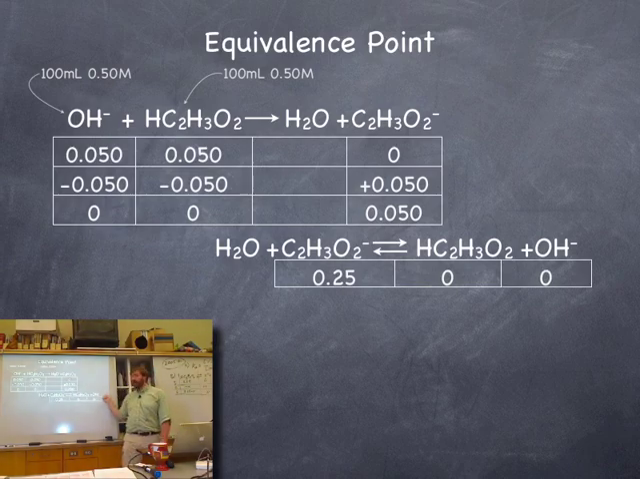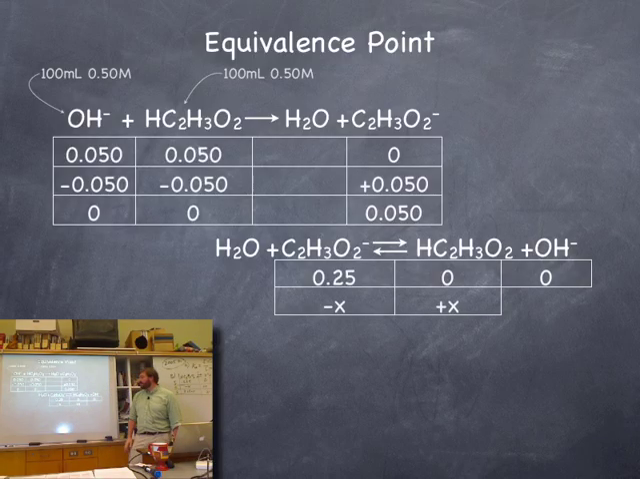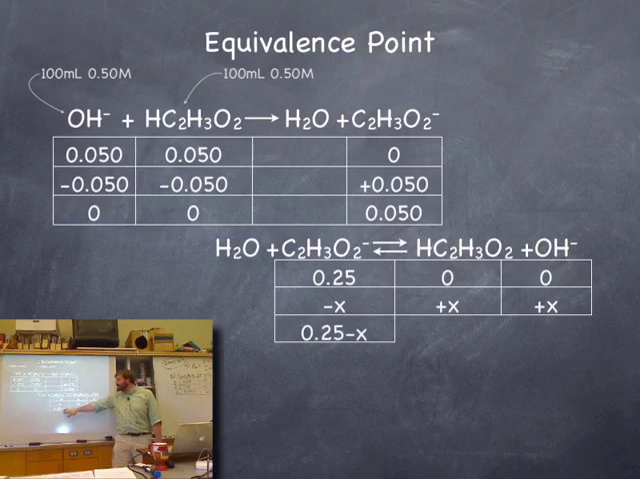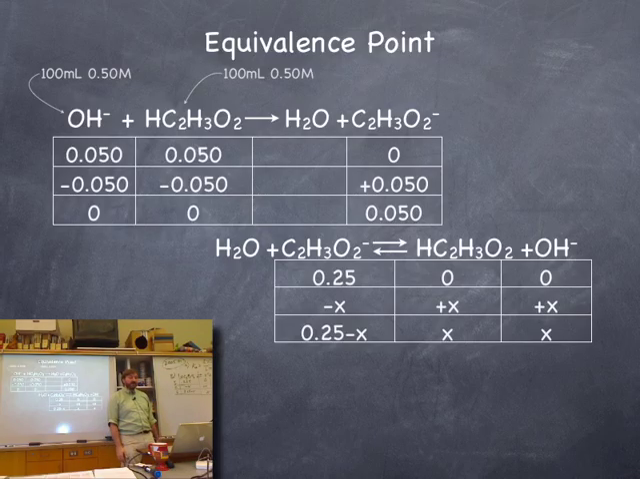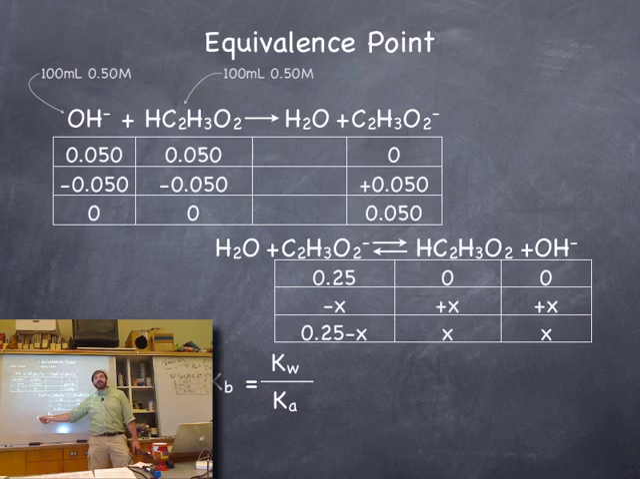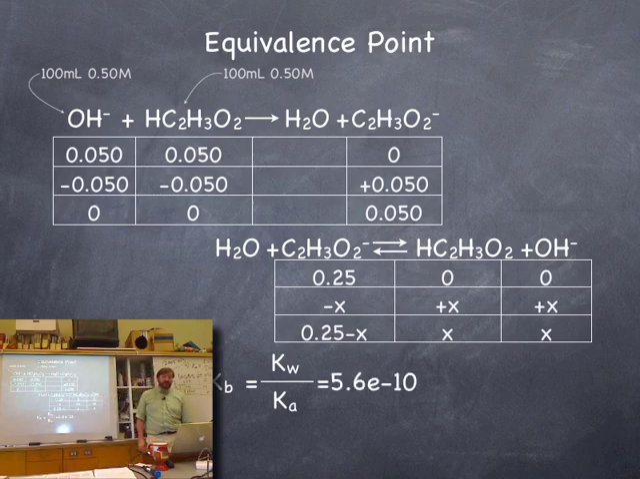I have to shift to the right, because I don't have any of these guys. So I'm going to use up acetate ions to make acid and hydroxide. I'm going to do 0.25 minus x. I'm going to have x and x. This is looking really familiar. Now the key though is I have to use Kb. I wrote a Kb equation. I have to use the Kb value. Ka times Kb equals Kw. So Kw divided by Ka equals Kb. I have that. I've got my x's.